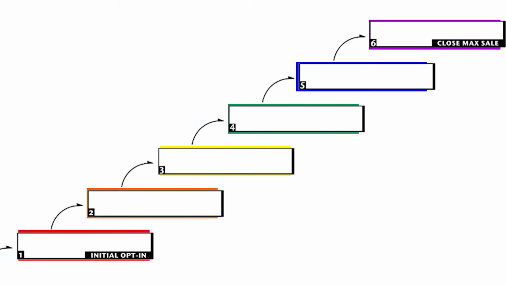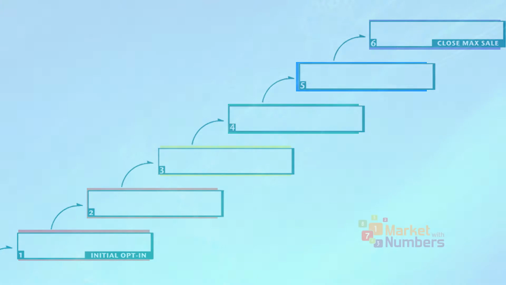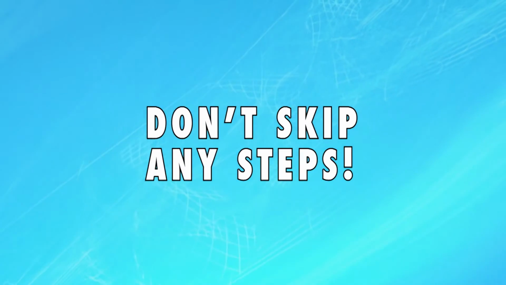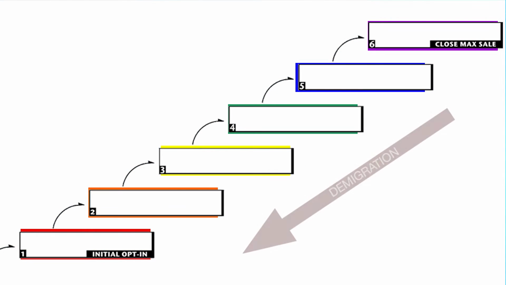You're going to make sure that your overall marketing campaign accounts for each and every color. In other words, your marketing campaign is really a set of campaigns. You want to make sure that you maintain order, and remember, there are no shortcuts. You can't skip any of the steps. If you try to skip steps, the consequence is oftentimes what we call demigration, or when your prospect actually goes the wrong way on the loyalty ladder.